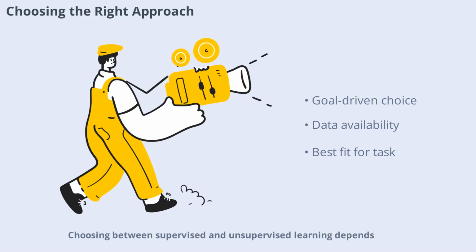Choosing between supervised and unsupervised learning depends on your goals and the data you have. If you need to predict specific outcomes and have labeled data, supervised learning is the way to go. If you want to explore data and find hidden patterns, unsupervised learning is your best bet.